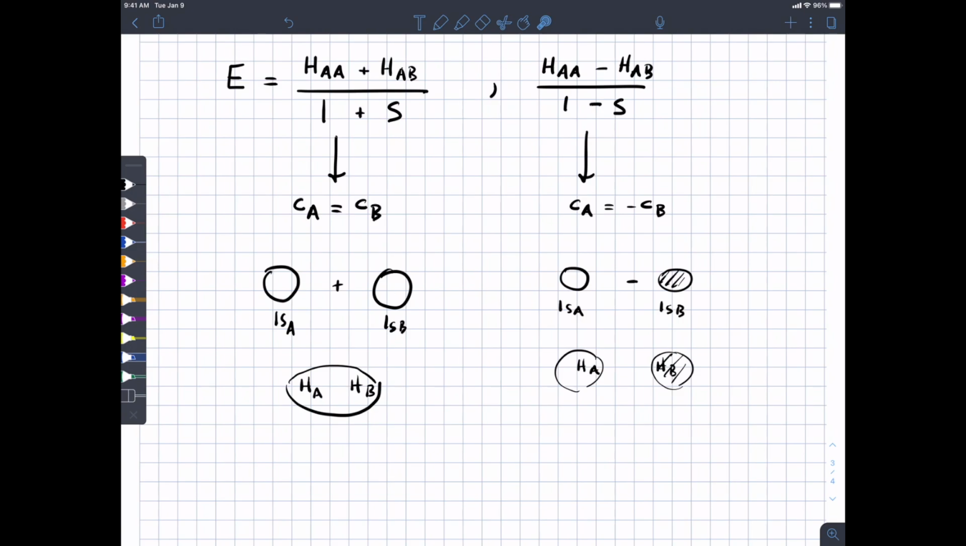Of the two possible wave functions, you're told that in the first one, the lowest energy one, there should be the same amount of orbital on atom A as there is on atom B, which makes sense because hydrogen is a symmetrical molecule. Your higher energy option is where you have the same amount of wave function but opposite sign.